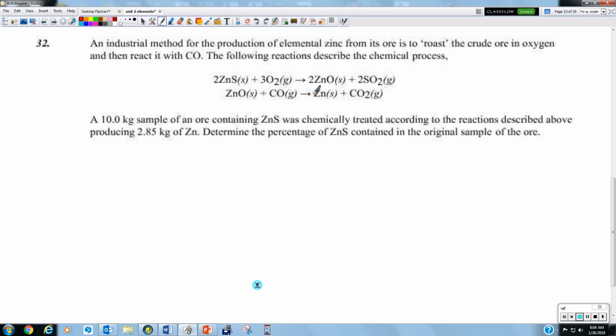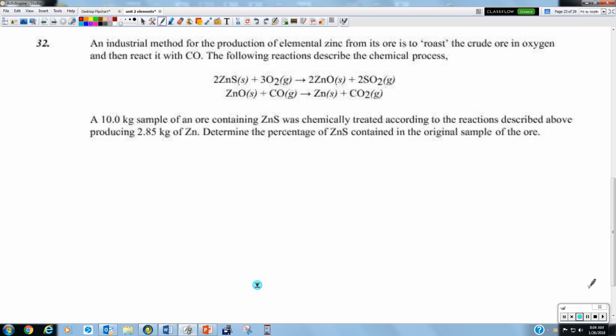So in an industrial method for the production of the element zinc from its ore, you roast the crude ore in oxygen and then react it with carbon monoxide. The following reaction describes the chemical process.